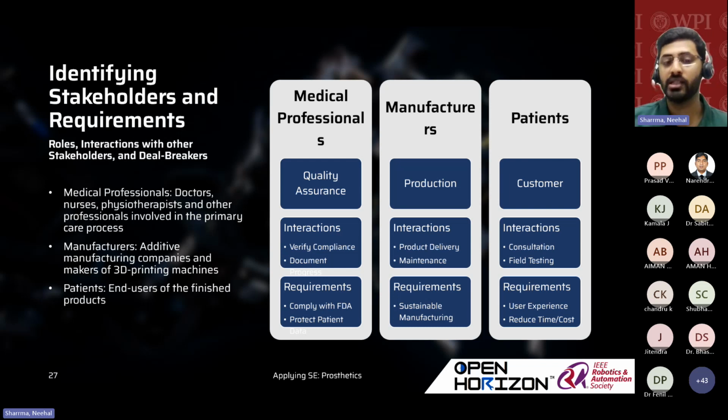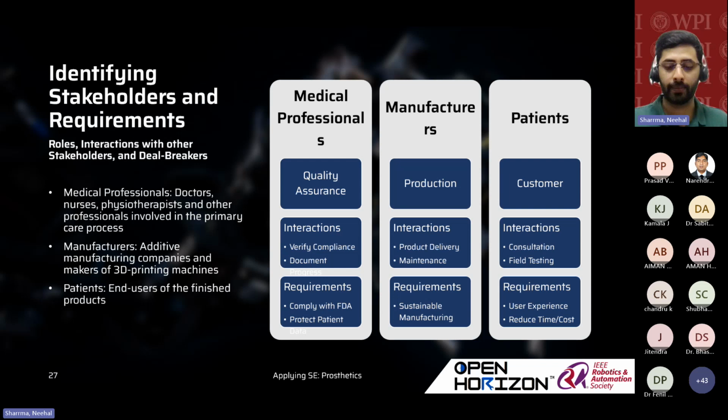And their requirements would be sustainable manufacturing, because manufacturers have to deal with the whole carbon footprint. So obviously they'd want to look for ways to tick that green net zero checkbox. So that is their main requirement, because they can't really dictate anything, because they just have to follow what the medical professional says. If the doctor says you have to make a prosthetic this way, they can't say anything.